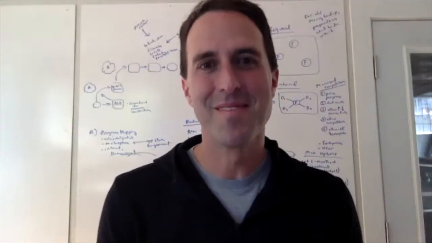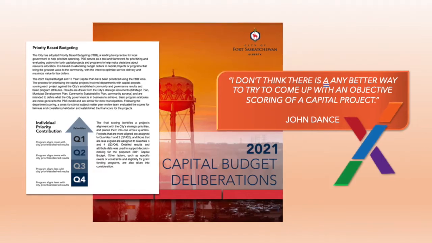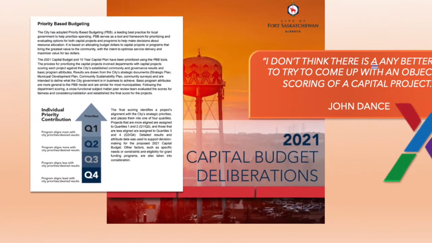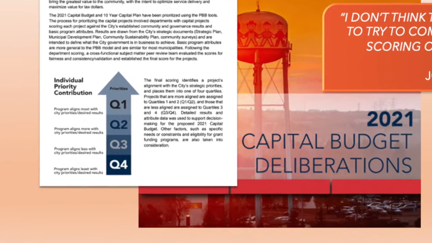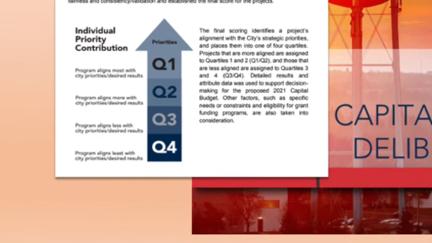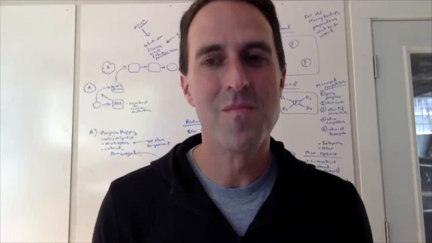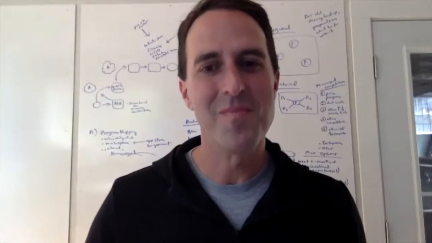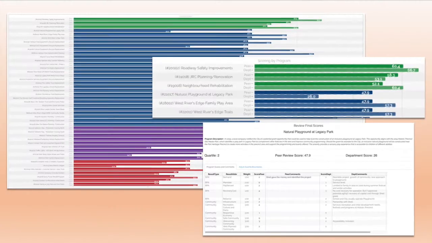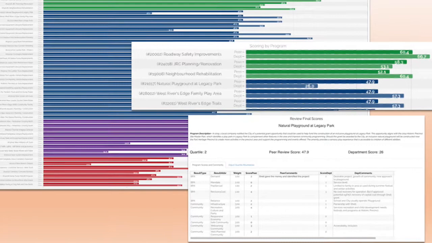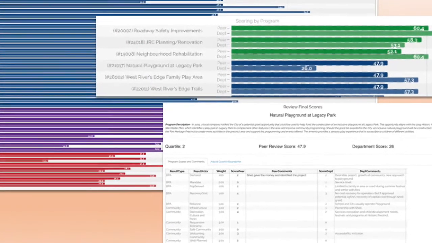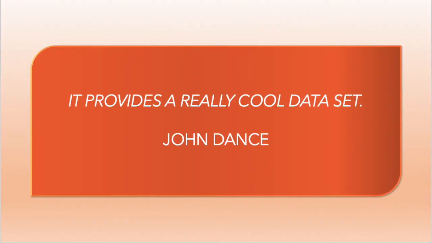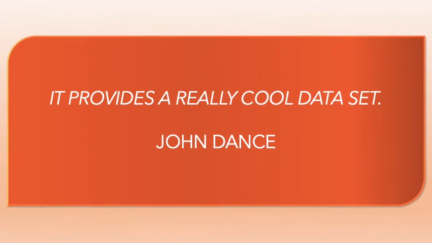So capital wise, we did the exact same process. We had individual departments who were responsible for capital projects score all of their projects in the 10-year capital plan, we do a 10-year capital plan. So probably 50, 60 different individual projects. We brought in that peer review team again to score the individual attributes as the peers. And then we just simply went through the software and resultant of different scores and different quartiles. So it provides a really cool data set.